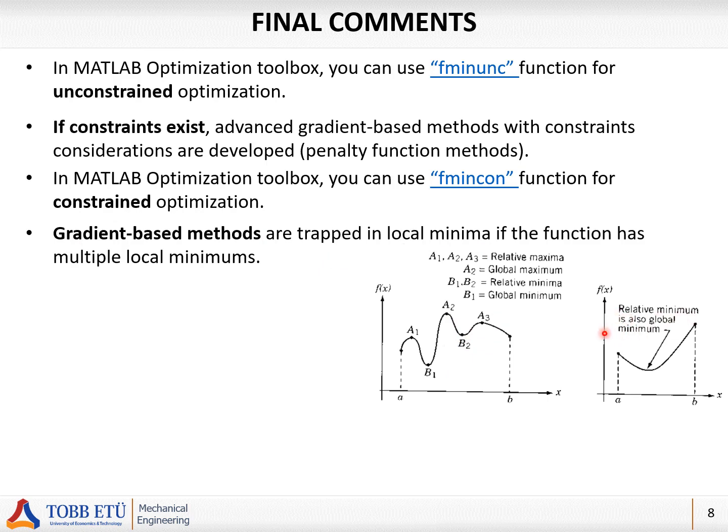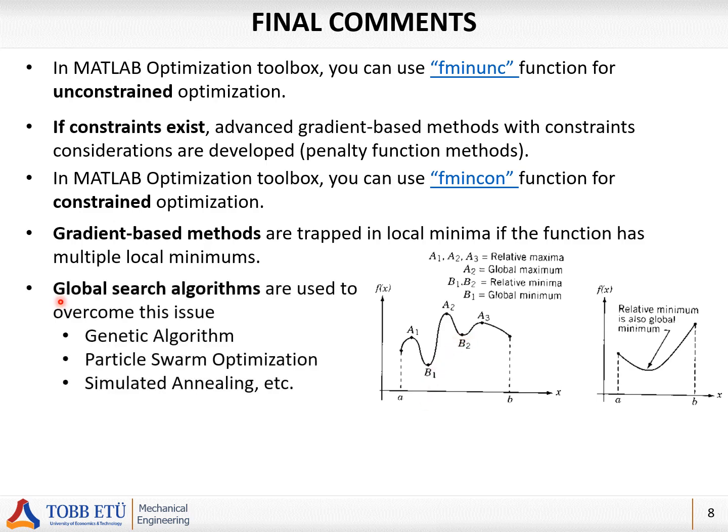So it considers this relative minimum to be the global minimum. It doesn't understand that there is a further global minimum. What we can do is change the initial point, for example, to here, to see if there is any other minimum. So we can start with different initial points and try different points to get a result.